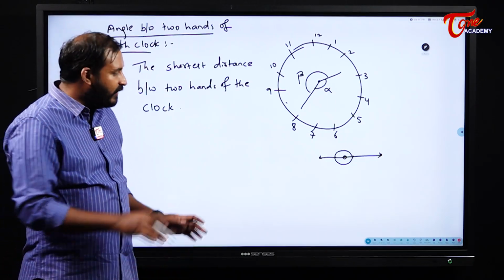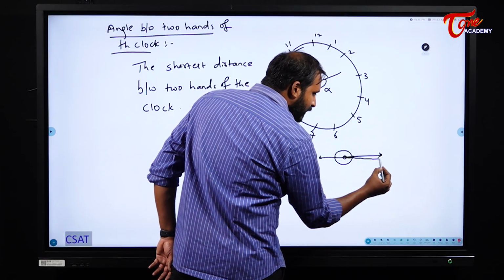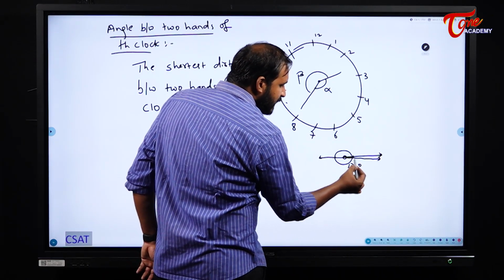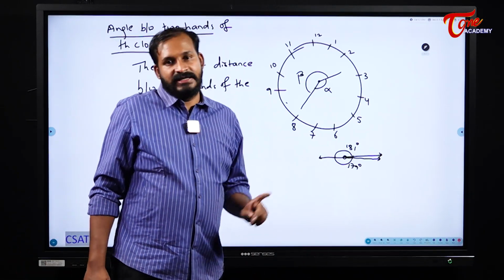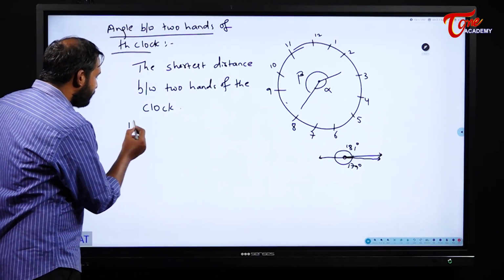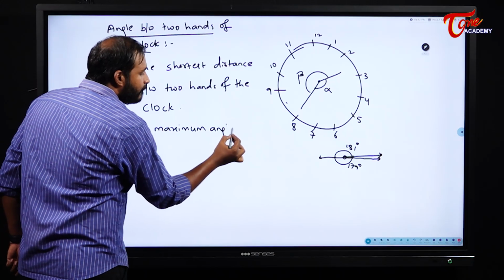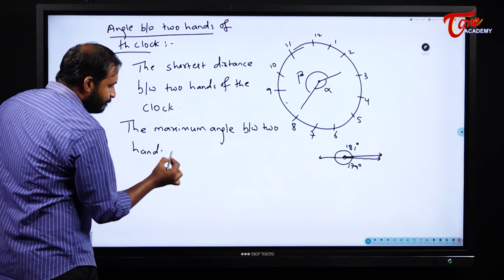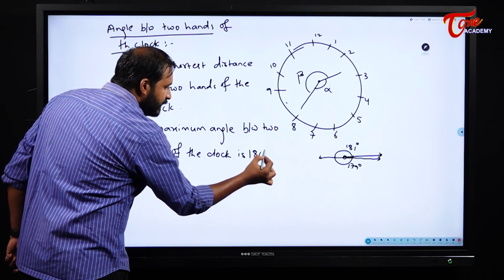Now when time passes, at some point my minute hand will come to this position, right? Now this angle will become 179 degrees and this upper one will become 181 degrees. Now tell me which one you will consider? You will consider this 179 degrees. Because of that reason, we always consider the maximum angle between two hands of the clock as 180 degrees.